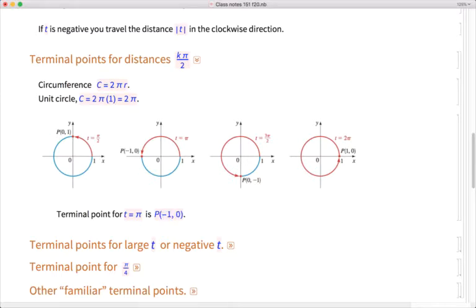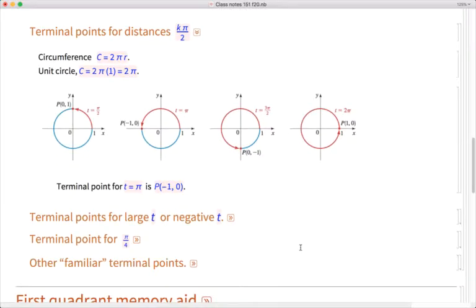If we travel a distance of pi over 2, we go 1/4 of the way around the circle, and we wind up at (0, 1). So the terminal point for pi over 2 is (0, 1). The terminal point for 2 pi is traveling all the way around, and we get back to (1, 0).